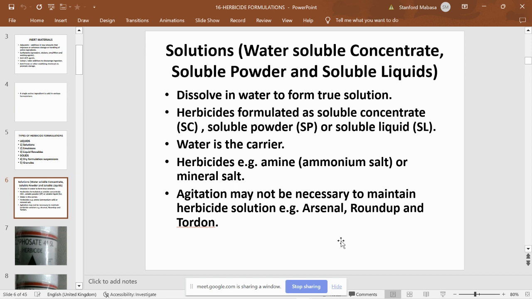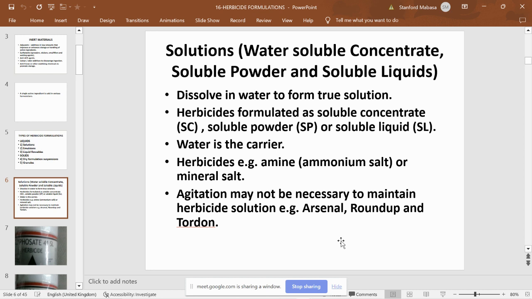Water is the carrier with herbicides such as ammonium amine, which are ammonium salt or mineral salt. This can easily dissolve in water. So there is no need to do agitation. It's not necessary. Some of the herbicides which can easily dissolve in water are Arsenal, Roundup, and Todol.